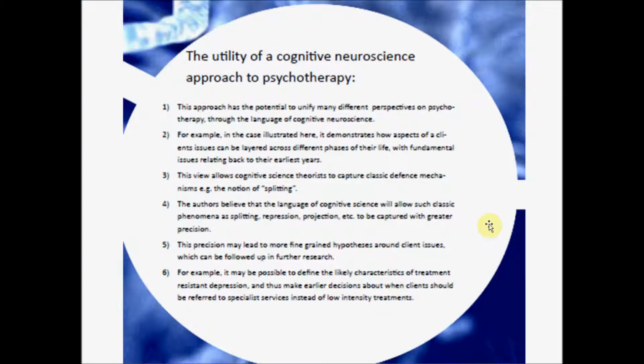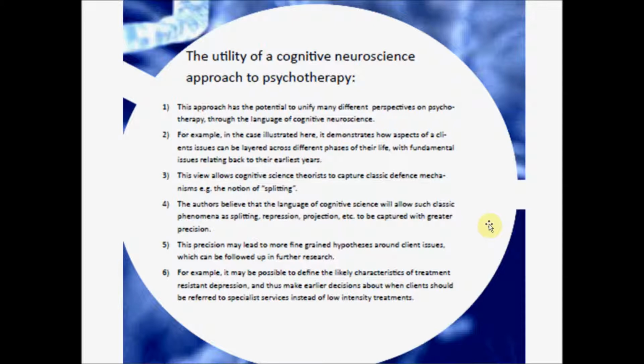And the advantage of doing this is that this cognitive neuroscience perspective can unify many different views of psychotherapy. In the case illustrated here, it shows how the client's issues are very multi-layered and stem back to fundamental issues arising in the client's very earliest years. This allows cognitive science to capture some very classic ideas from psychotherapy, such as the notion of splitting. And we would suggest that this cognitive science representational view can capture other ideas such as repression, projection, etc.